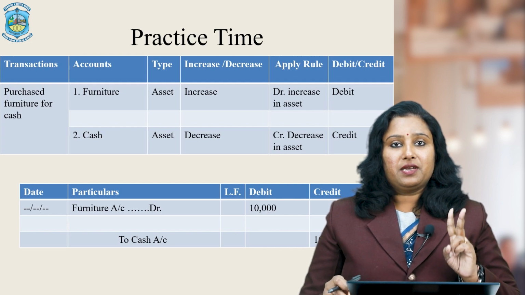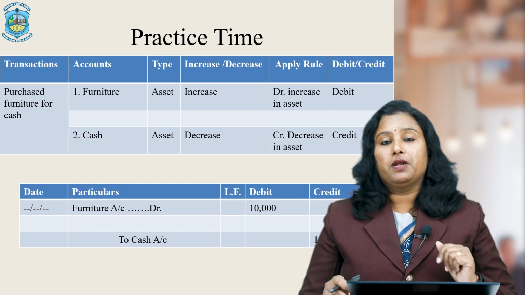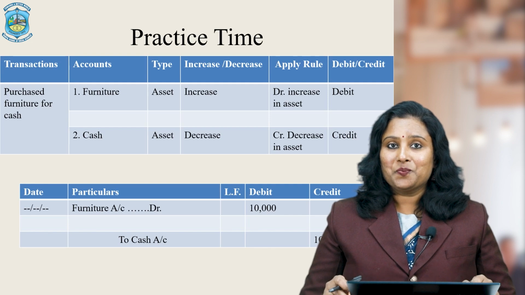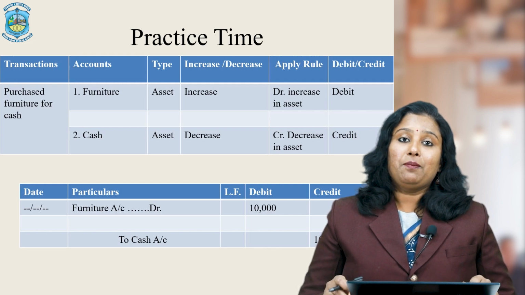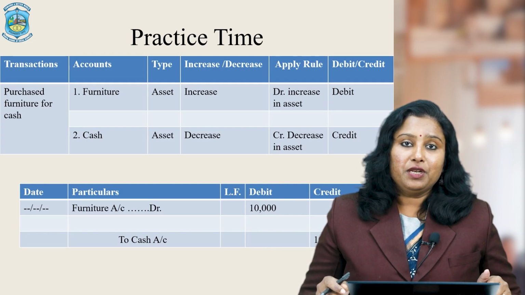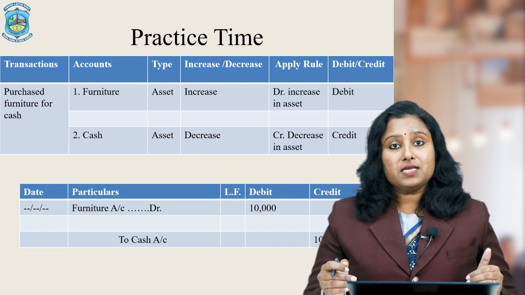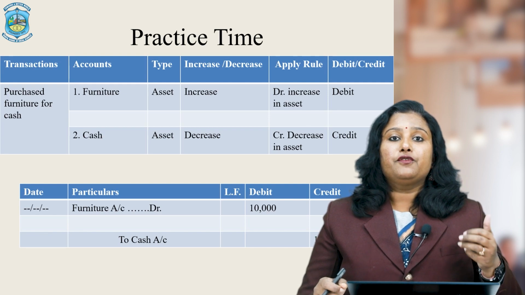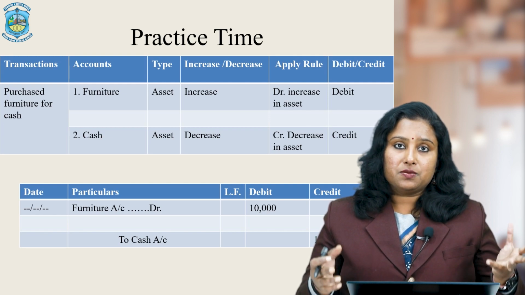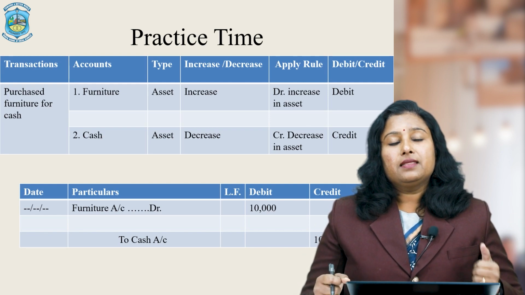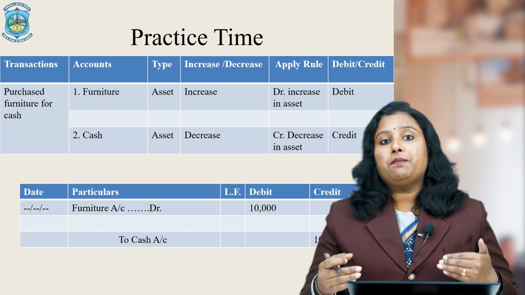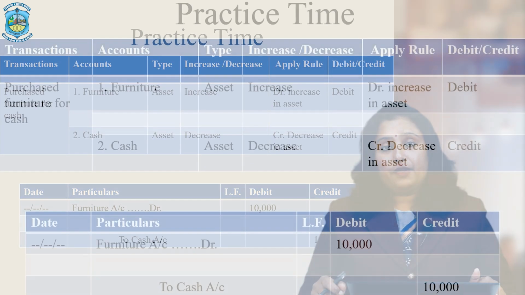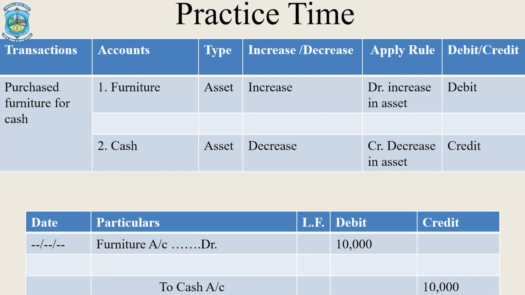Now, the two accounts affected are furniture and cash, and both belong to asset category only. So, the rule for asset account shall apply, but before applying the rule, we need to observe whether they have increased or decreased. So as per observation, we can clearly see that the furniture has been increased because we have purchased it, and the cash is decreasing because we are paying cash to the supplier. Therefore, increase in assets are debited and decrease in assets are credited.